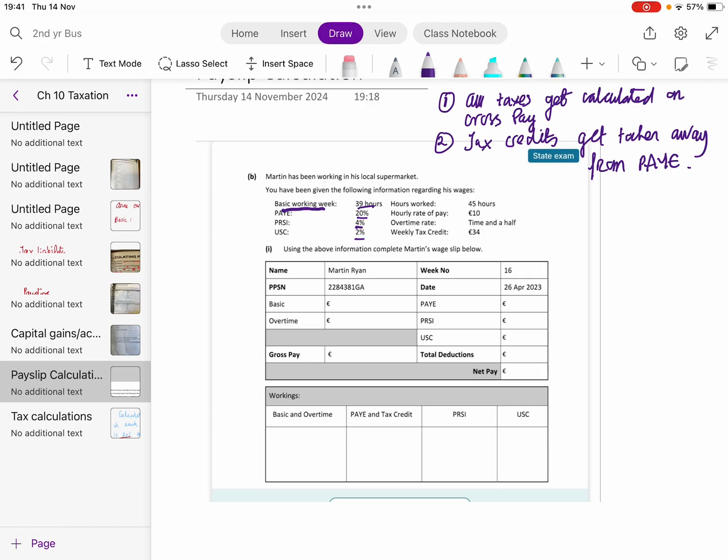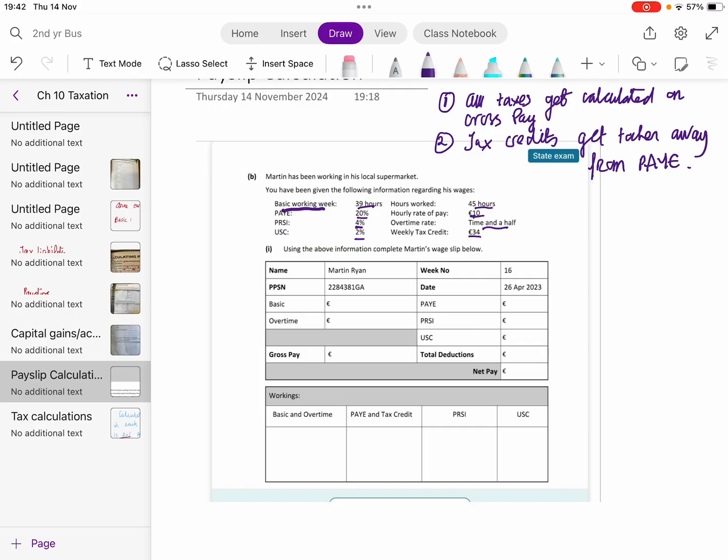The hours worked, I have 45 hours. The hourly rate of pay is €10. My overtime rate is time and a half, and my weekly tax credit is €34. So I'm asked to do his weekly wage. So there's a few things here now, girls, before I get going that I need to be thinking about. So first of all, I know my basic working week, that's my standard hours, are 39 hours, and overall I've worked 45 hours. So that will allow me to see that there's definitely going to be some overtime hours here.